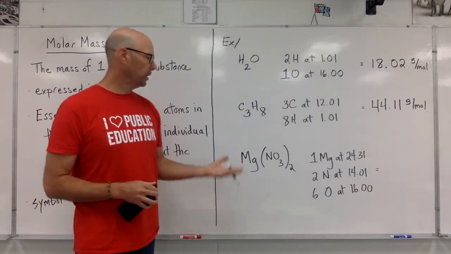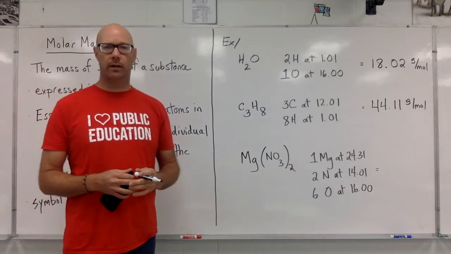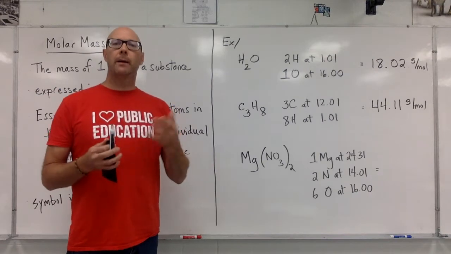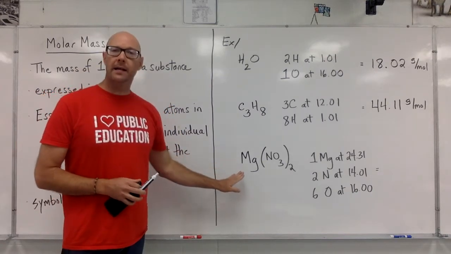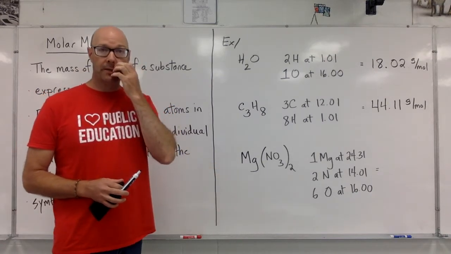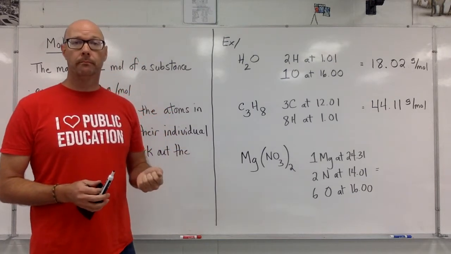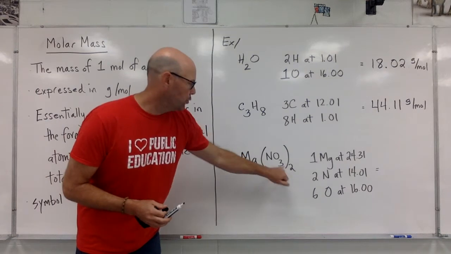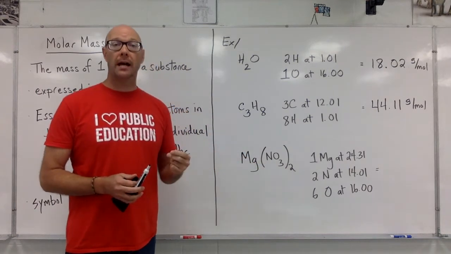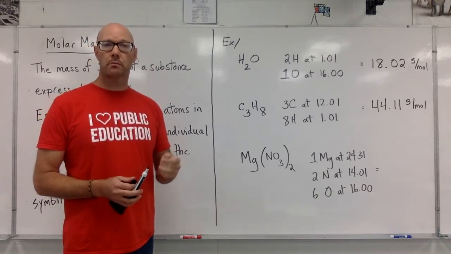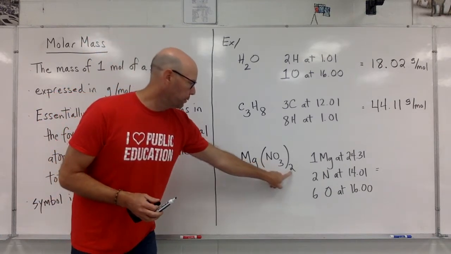One last example, here I have magnesium nitrate. Here I have to be slightly more careful when I'm counting up the atoms. There's 1 magnesium. The periodic table tells me the mass of magnesium is 24.31. Look at that, there's 2 NO3s. That means 2 nitrogens. Each of them at 14.01 grams per mole. And here I'm going to multiply.